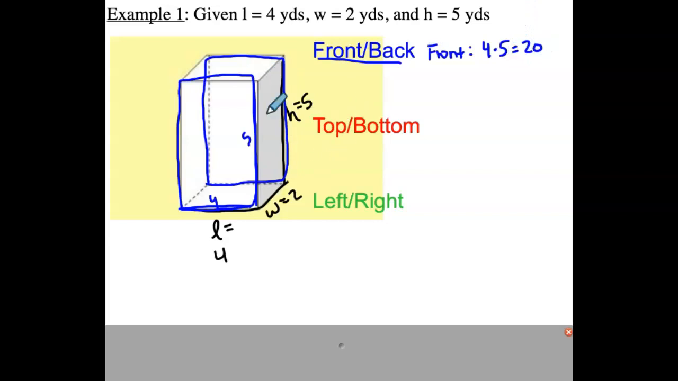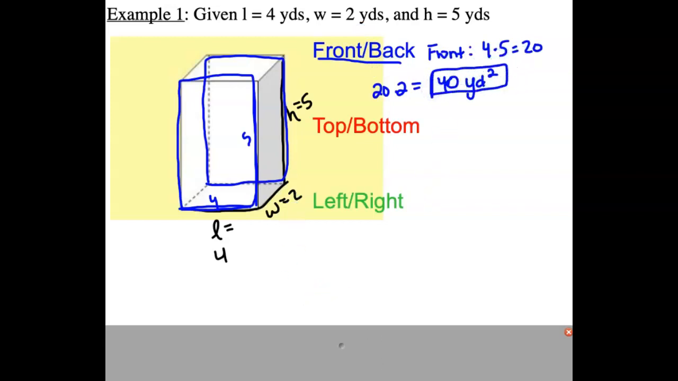And as we talked about on the last slide, the front and back of this rectangular prism are equal. So if I know the front is 20, I know in total the front and back combined should be double that. 20 times 2 is 40, and these are in yards squared. So the front and back combined is 40 square yards.